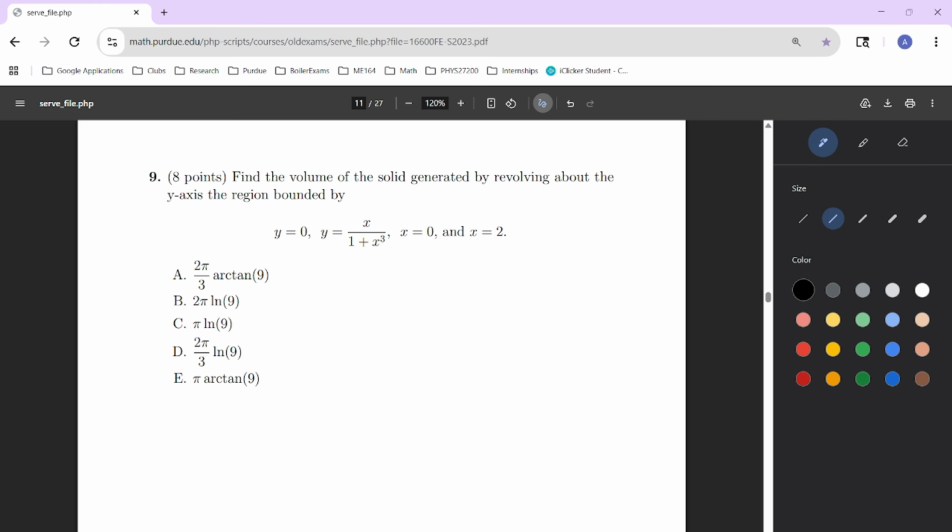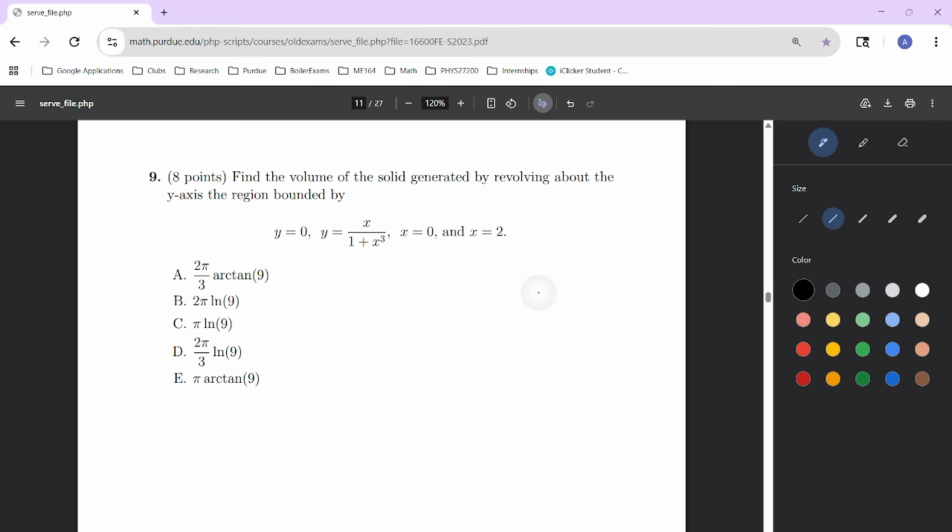Find the volume of the solid generated by revolving about the y-axis this region, bounded by y equals 0, y equals x over 1 plus x cubed, x equals 0, and x equals 2.